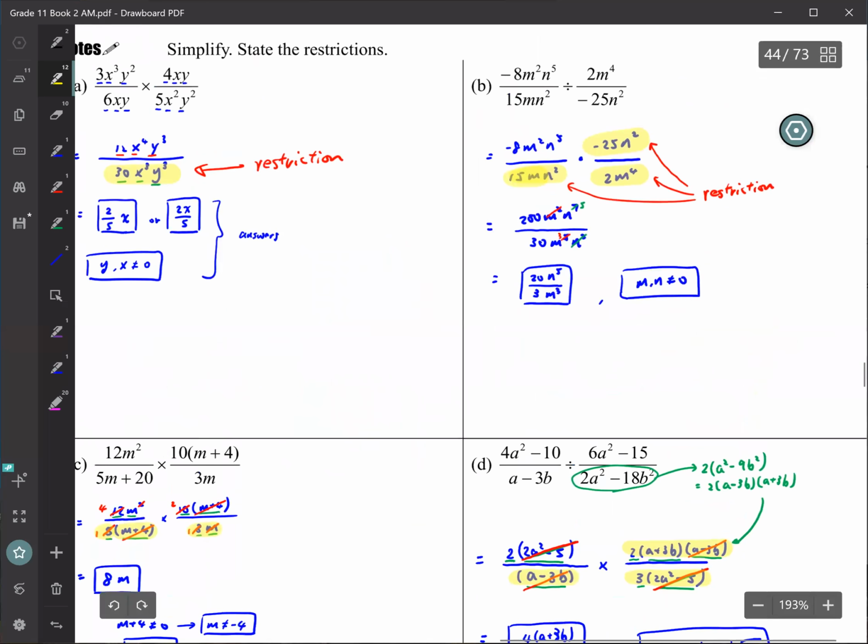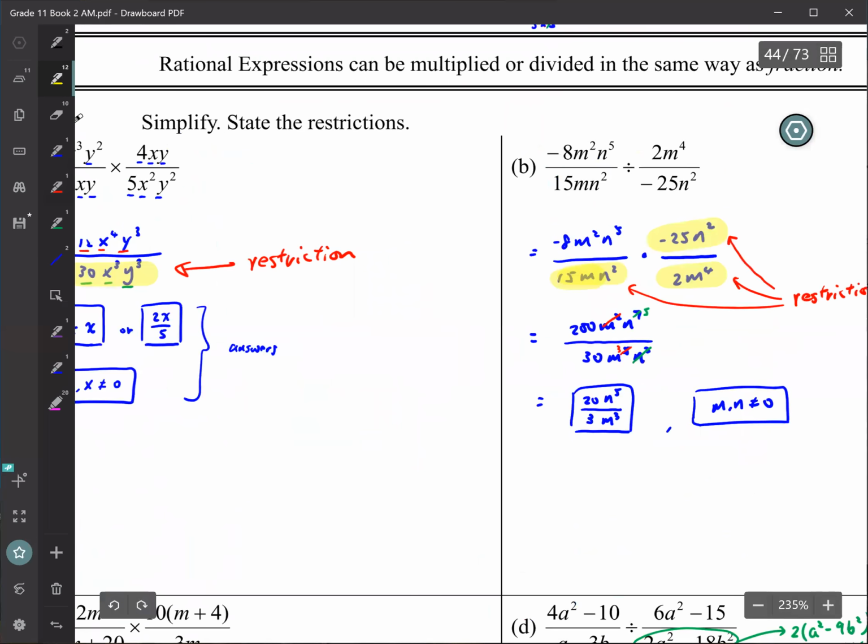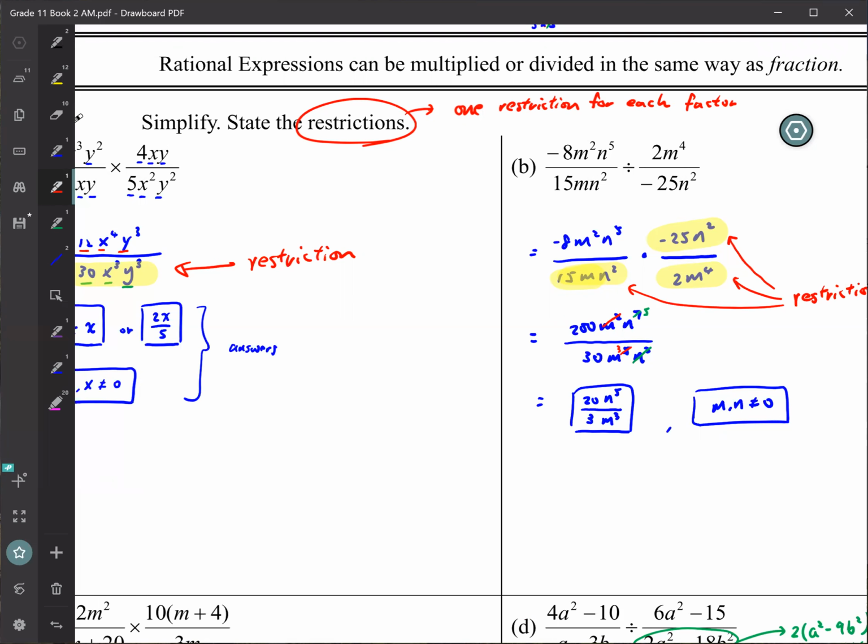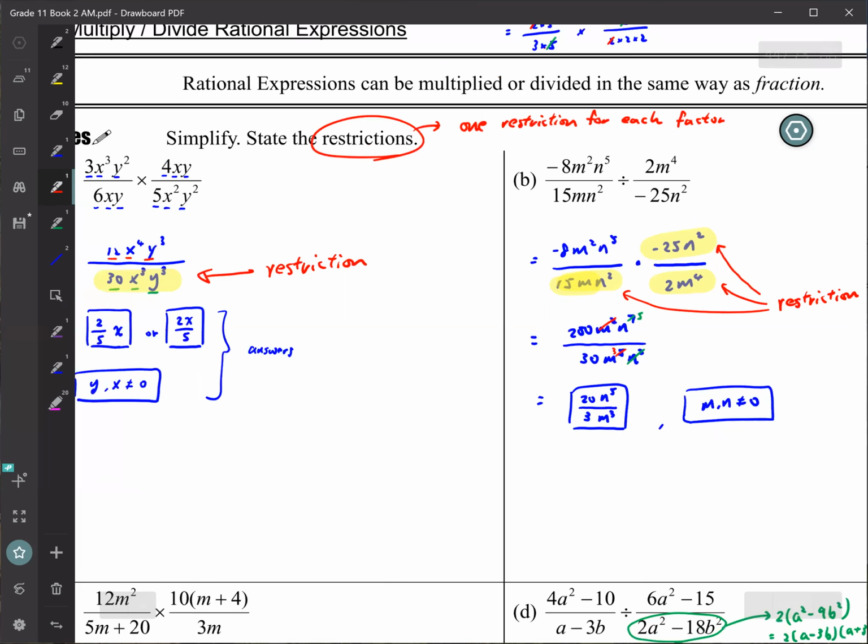Okay, so we can add that in. Maybe we can clarify it this way: one restriction for each factor. So if the factor has two letters, you just need one letter, one variable. If it has only one, of course, just one restriction.